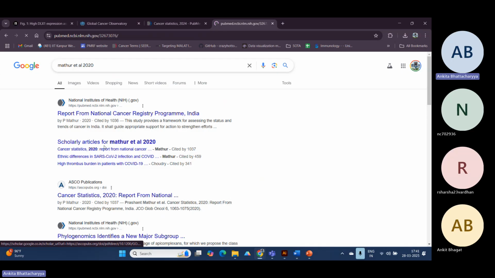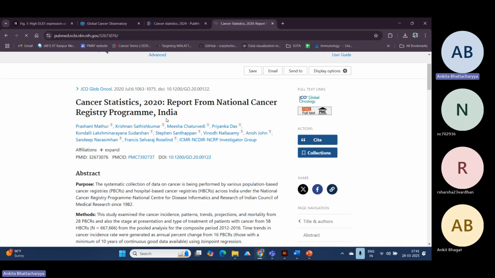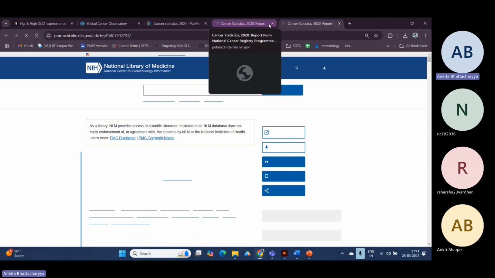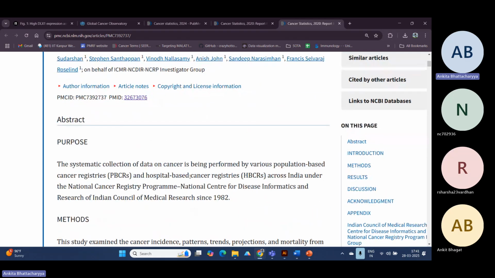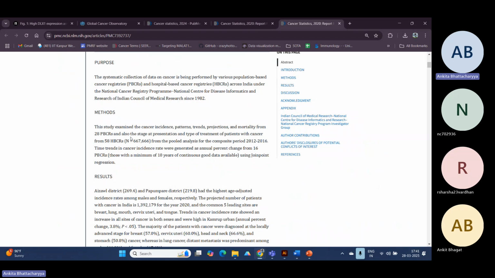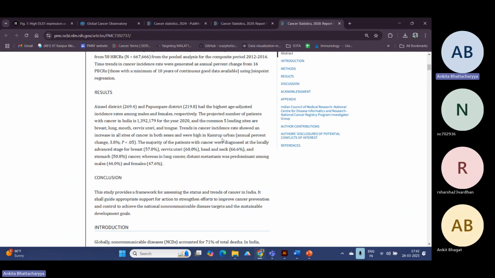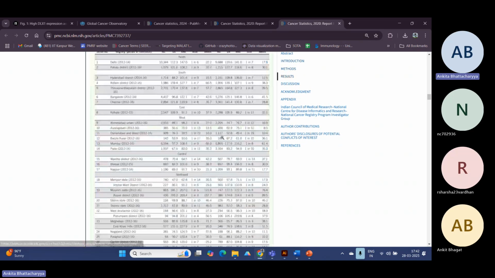Yeah. So this was published in the year 2020 from the National Cancer Research Program, or NCRP, in India. So that gives you the information about the condition of cancer in India in the present scenario. So basically what they do is they calculate all of these different parameters, incidence, trends, projections, mortality, etc., from different PBCRs and HBCRs. PBCRs are population-based cancer registries. Hospital-based cancer registries are HBCRs, and they have all been associated with the NCRP for a very long time. So from there, they get all of this information. I'll show you these tables.